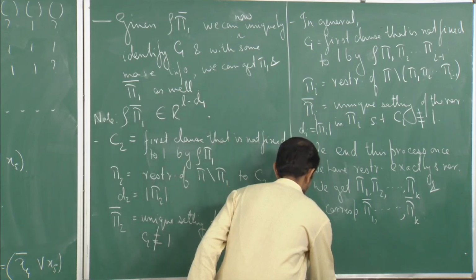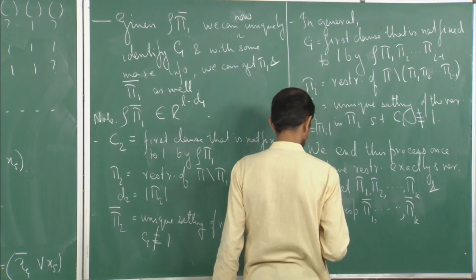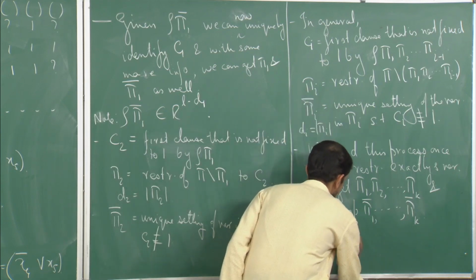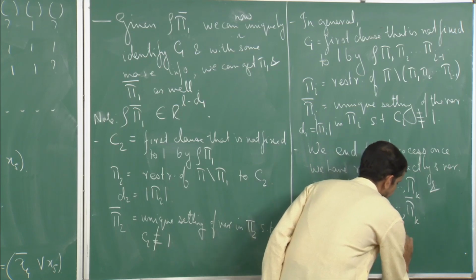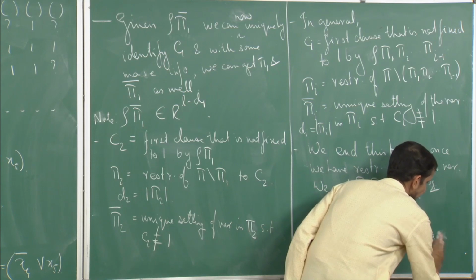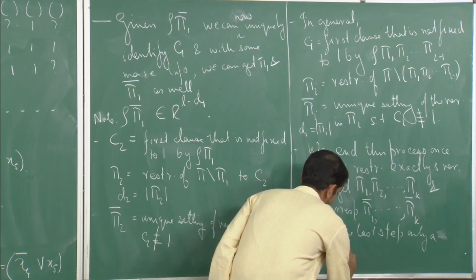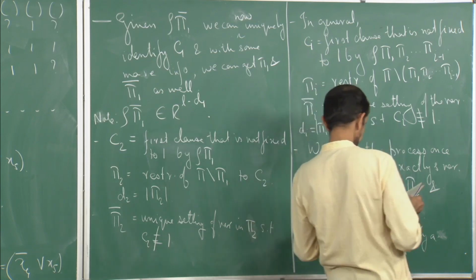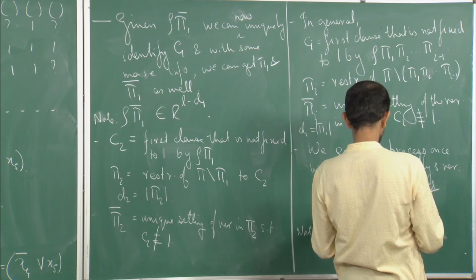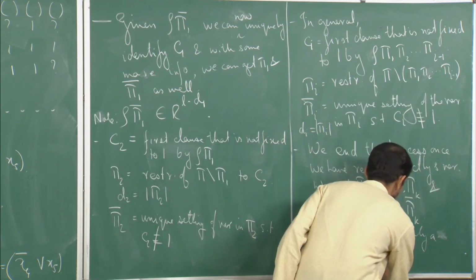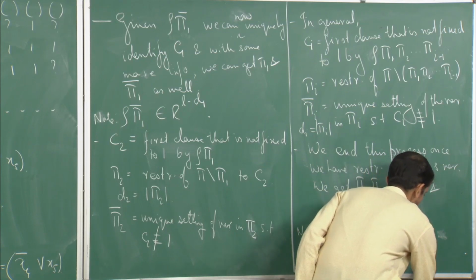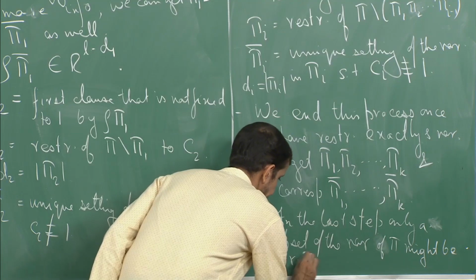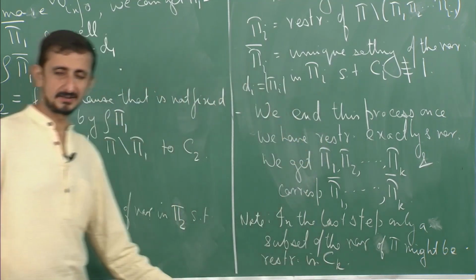Okay. So note, in the last step, only a subset of the variables of pi in Ck might be restricted, but that is okay for us, it does not matter.